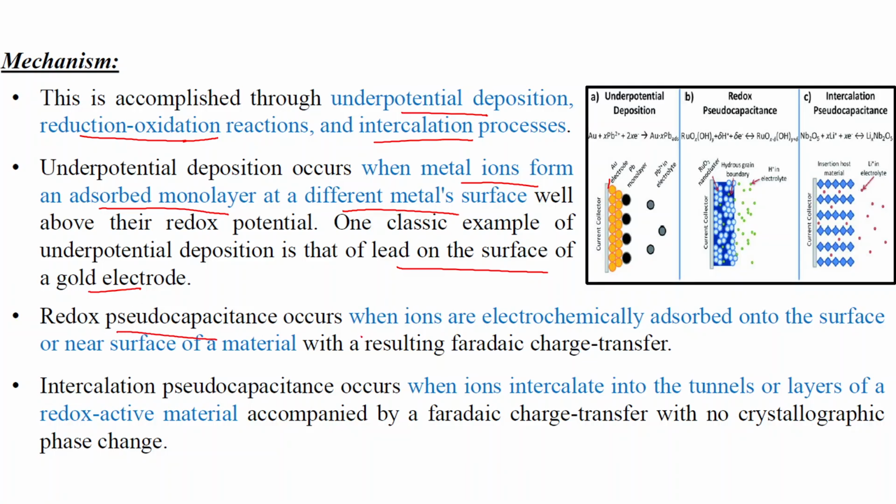Okay, redox pseudocapacitance occurs when ions are electrochemically adsorbed onto the surface or near the surface of the material with the resulting Faradaic charge transfer. Intercalation pseudocapacitance basically occurs when ions intercalate into the tunnels or layers of the redox active materials. And this redox activity is basically simply at the surface of the electrode and electrolyte, at the interface. Oxidation and reduction reactions take place, which is similar to the battery. And the other, third type of mechanism is the intercalation pseudocapacitance. That is simply the ions present in the electrolyte get intercalated or deintercalated from the electrode surface. Okay.